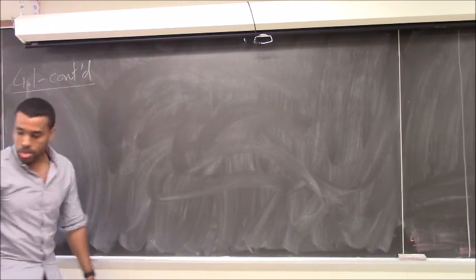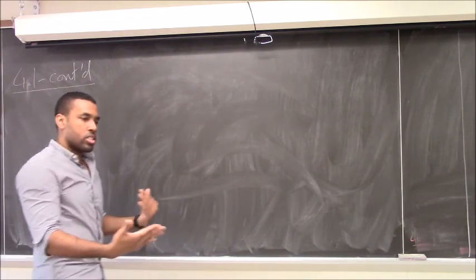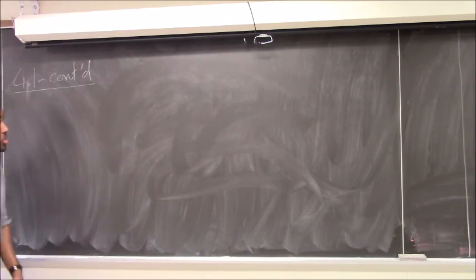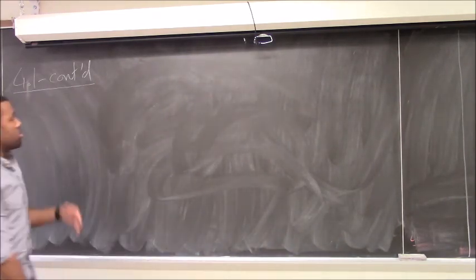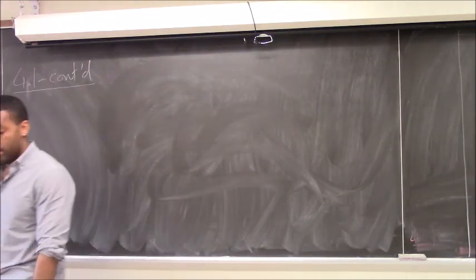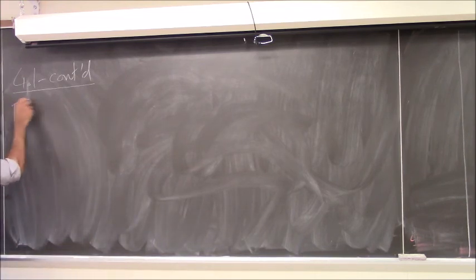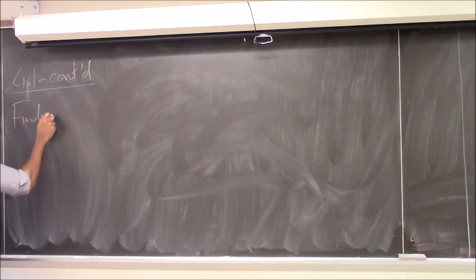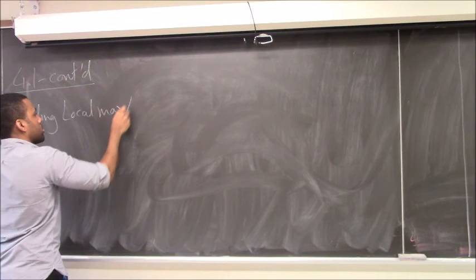Last time we talked about the absolute max and min, which were the largest and the smallest values in some interval, and these were guaranteed to exist if our function was continuous by the extreme value theorem. Now we're going to focus on the local maximums and minimums and how we find those, and we find those using the derivative. So let's talk about finding local maximums and minimums.